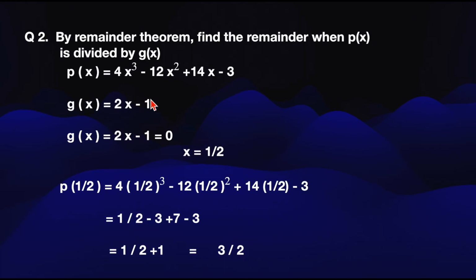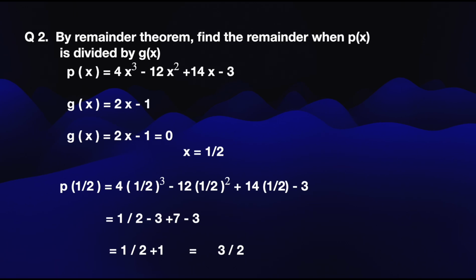In the next sum, again let's find the value of x. x is equal to 1 upon 2. Substitute in p(x). Here it is. Solve it. Simplify it. You get the answer as 3 by 2. This is the remainder when p(x) is divided by g(x).